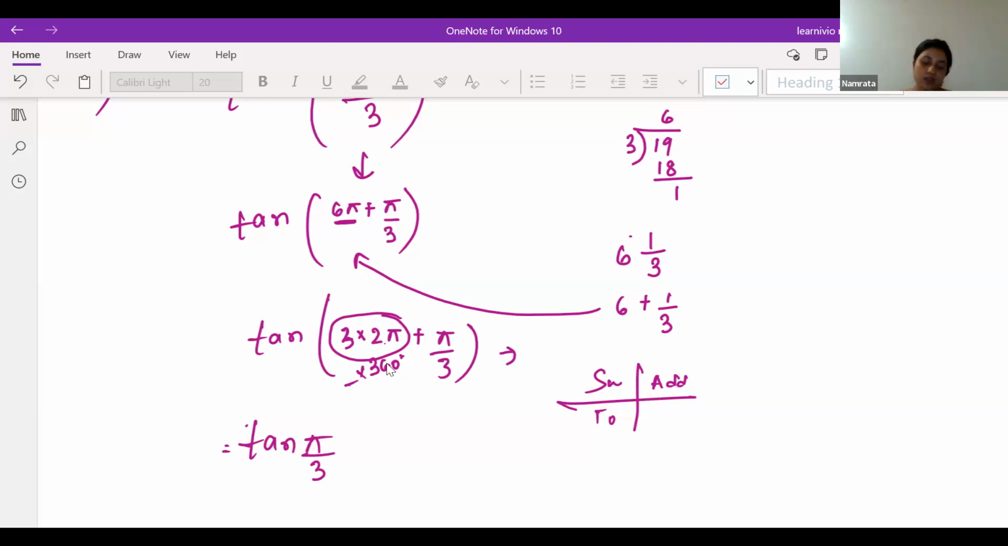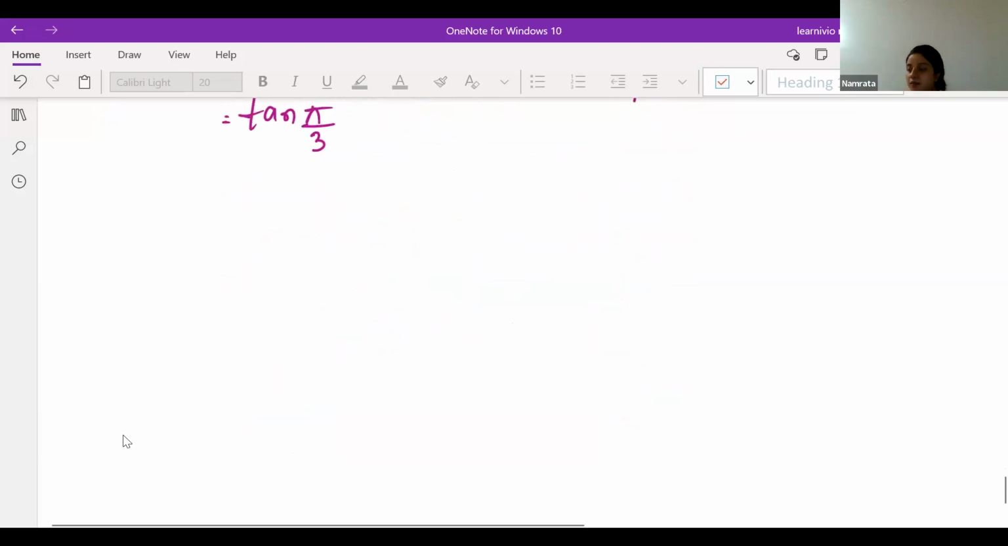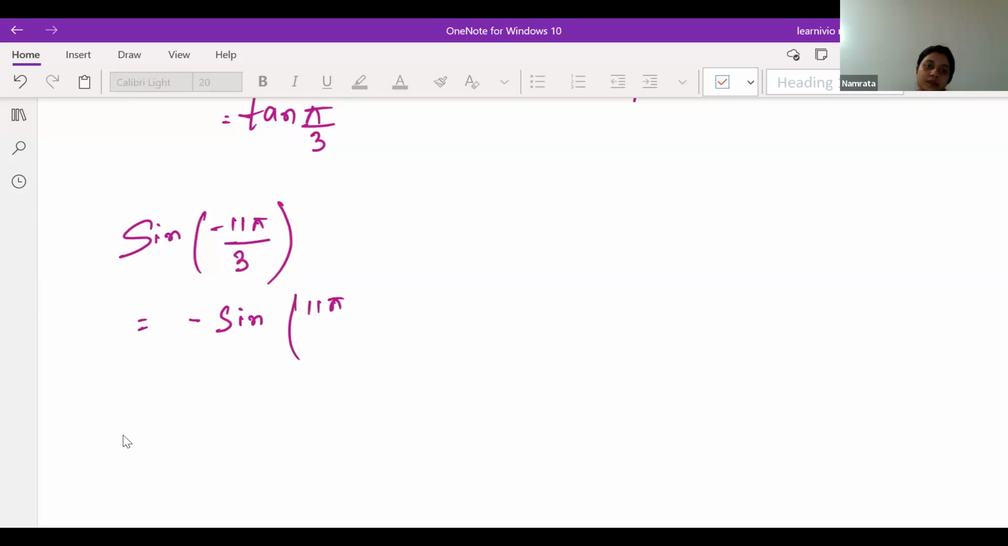Okay, ma'am. Okay, now the next question, the very last question I'm going to take, the next one is sine of minus 11 pi by 3. We know sine of minus theta will be minus sine theta. Right, Lina? Yes, ma'am. Now 11 pi by 3 is there.